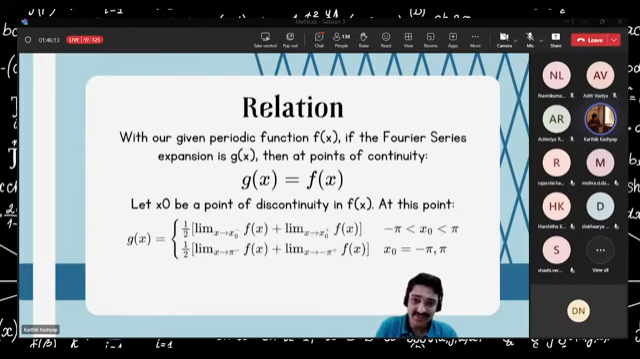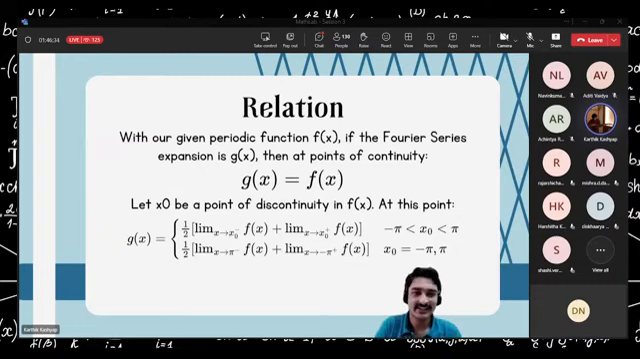So g of x is equal to half of the limit x tends to x0 minus of f of x plus the limit x tends to x0 plus of f of x. So I've added a little extra constraint over here. That is when x0 is in between minus pi to pi and not equal to them. And when x0 is equal to minus pi or pi, then we have replaced a few things.